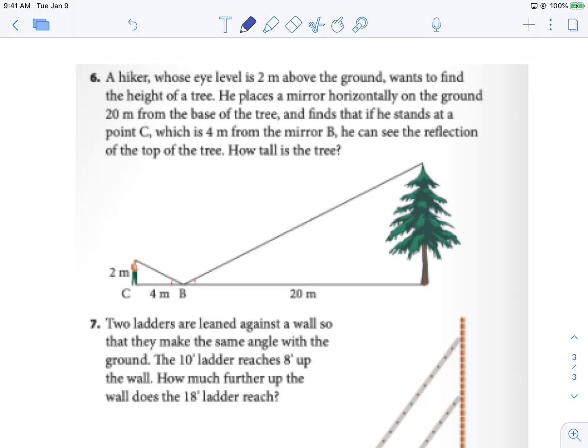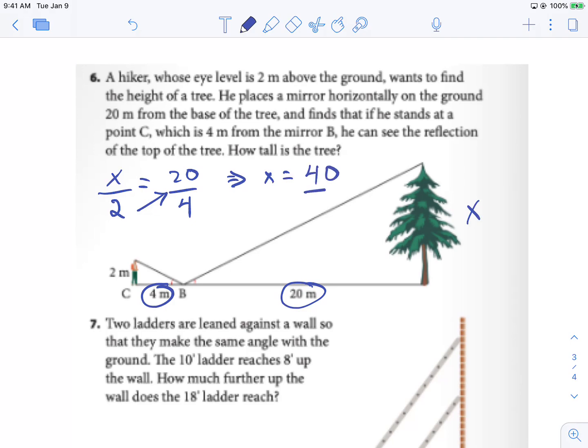Okay, next we want to figure out how tall this tree is. This is going to be our x value here. So we'll take x divided by, what is that similar to? It's similar to 2. And then we have this 20, which is going to be similar to our 4. So we'll take 20 divided by 4, cross multiply it up. When we do that, we get x equals 20 times 2, which is 40, divided by 4, so our tree is going to be 10.